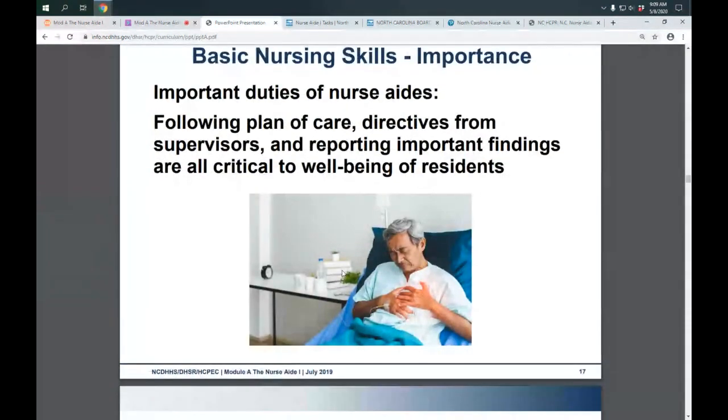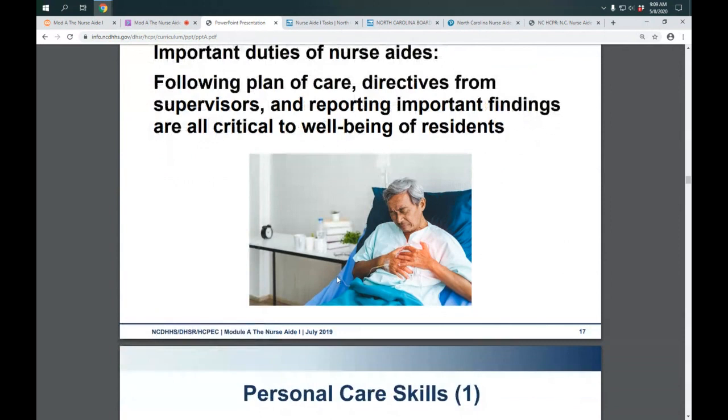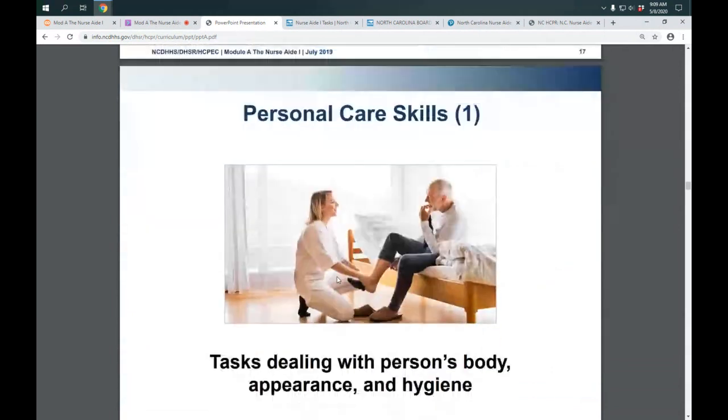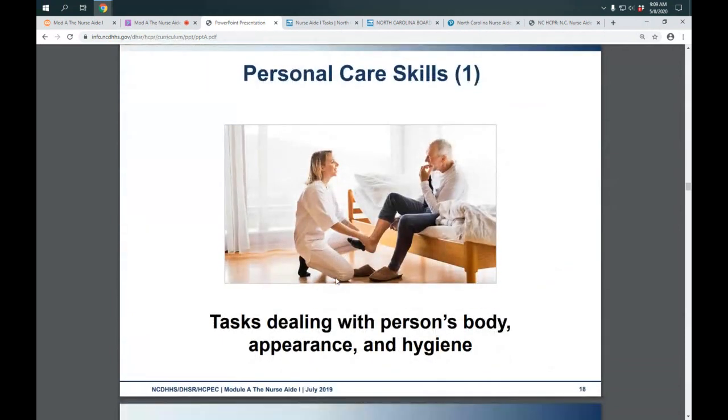Important duties of the nurse aide: follow the resident's plan of care, follow directives from supervisors, report important findings. These are all critical for the well-being of residents. Absolutely huge. Now let's look at the personal care skills, working with the person. These are tasks dealing with the person's body, their appearance, and hygiene. Again, privacy is huge here.